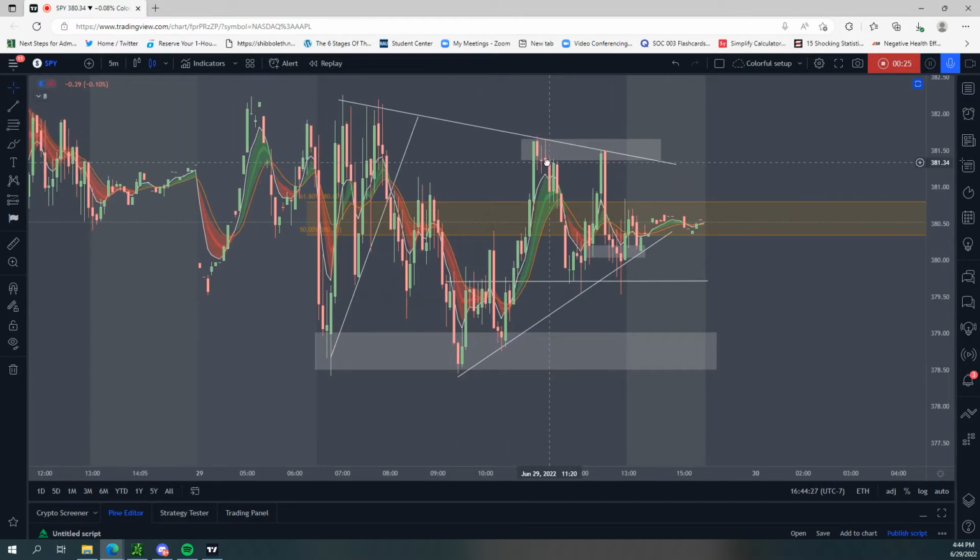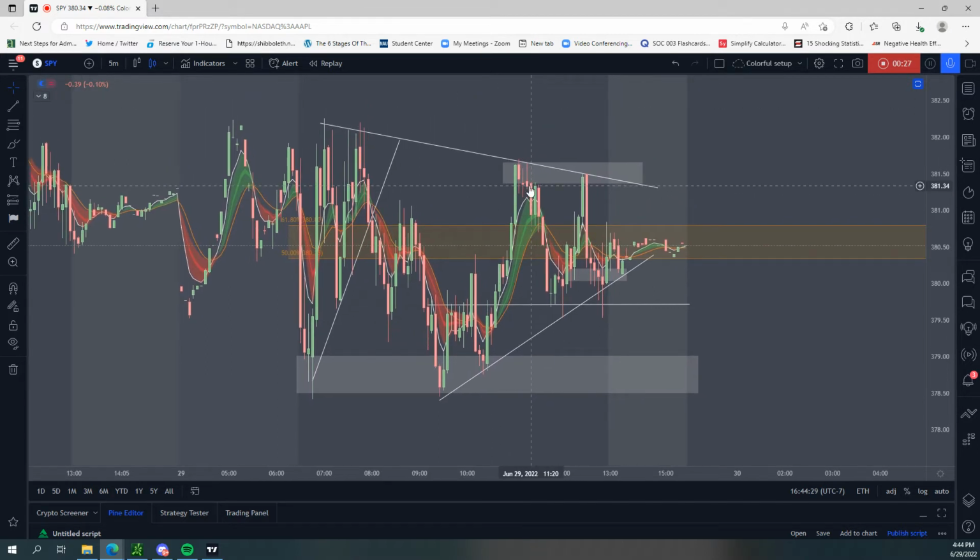So one of the comments you guys left for me was, how do I make my charts look so clean? Having your chart clean is the most important thing. You cannot trade if your chart looks like this. So this is what my chart looks like by the end of the day.